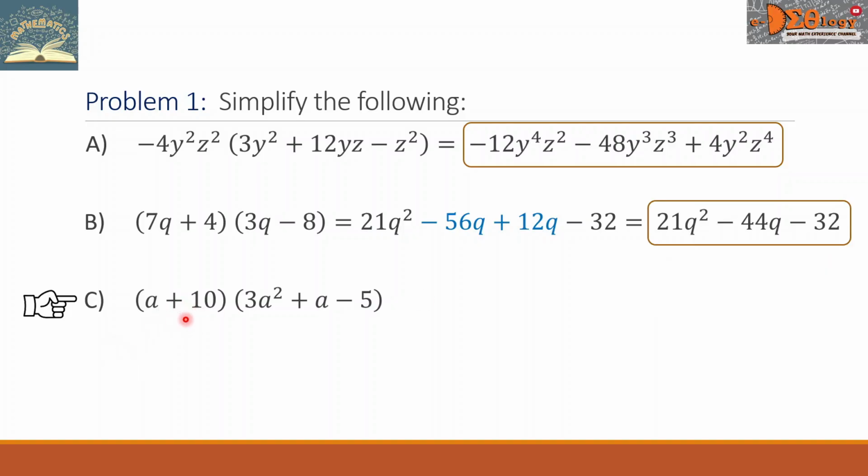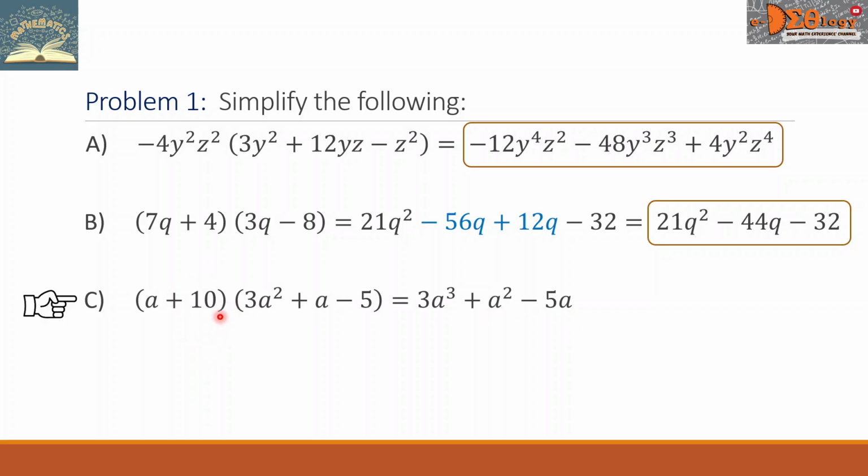Problem C, (a + 10) times the quantity (3a squared + a - 5). Let's begin with taking the first term, which is a, multiplied to each of the terms of the other group. Let's begin with a times 3a squared. We have 3a cubed. Then a times a, we have positive a squared. Next, a times negative 5. We have here negative 5a.